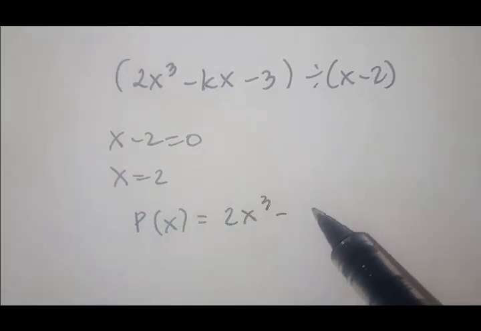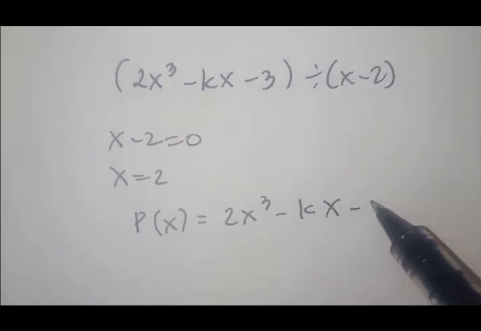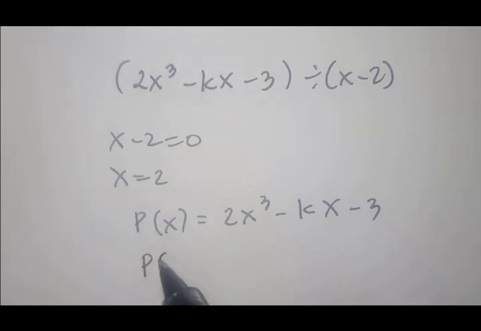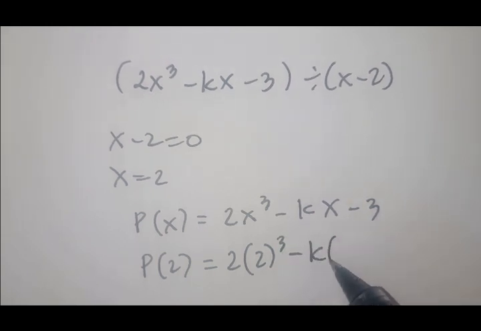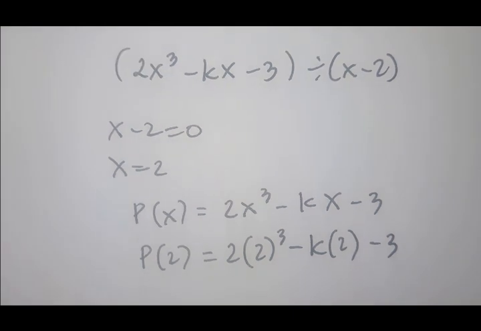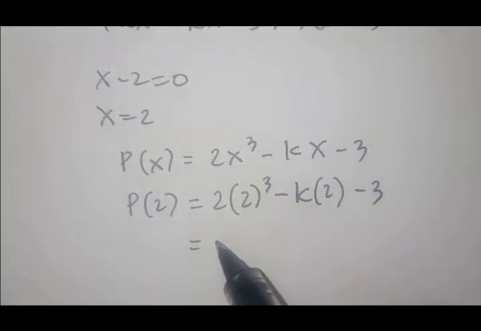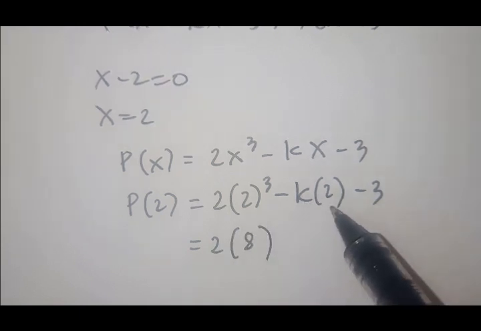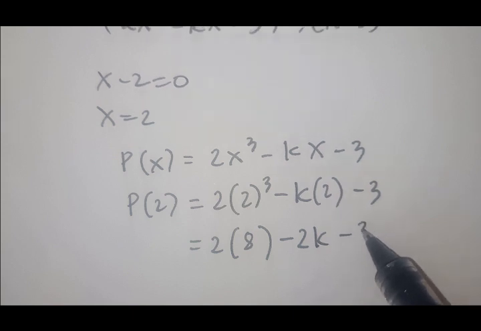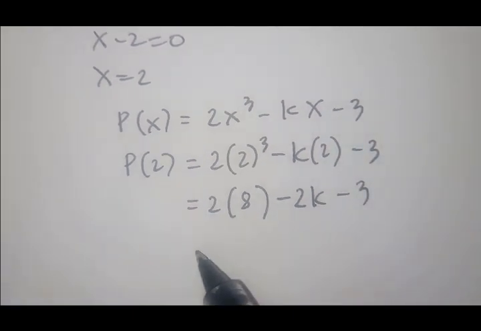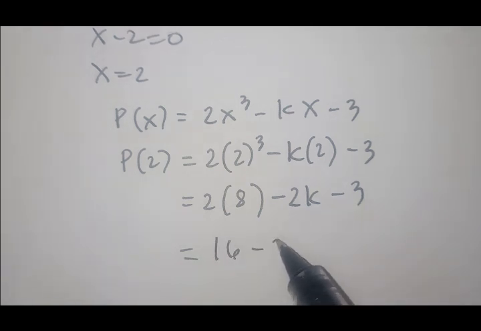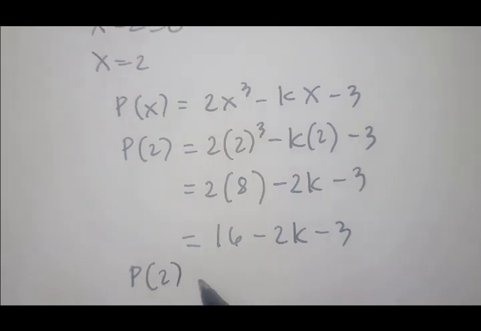You have 2x cubed minus kx minus 3. So, substitute natin yung nakuha nating value ng x. We have 2 times 2 cubed minus k times 2 minus 3. So, 2 cubed is equal to 8. So, we have 2 times 8. K times 2, we have 2k minus 3. So, 2 times 8, we have 16 minus 2k minus 3. So, magkakaroon tayo ngayon ng P of 2 is equal to 13 minus 2k. 16 minus 3 is 13.